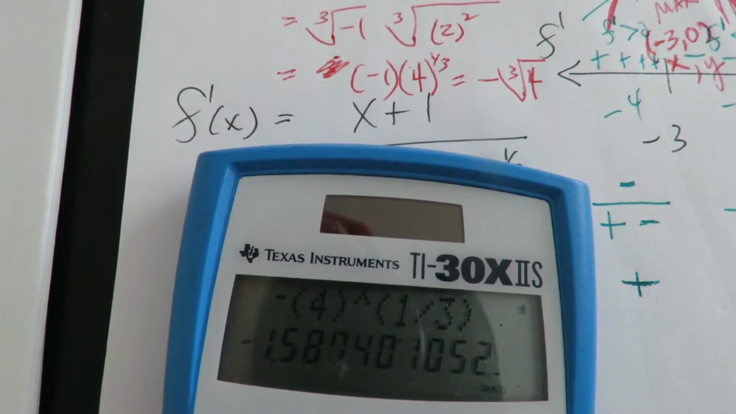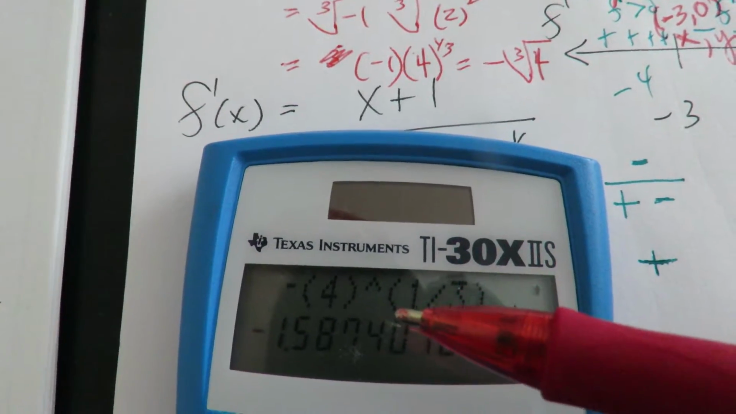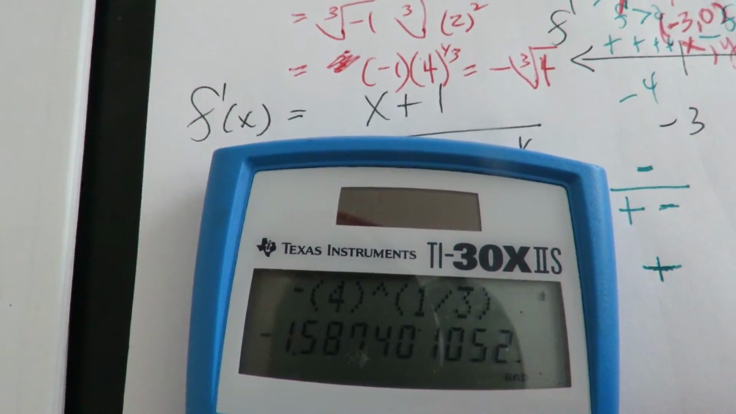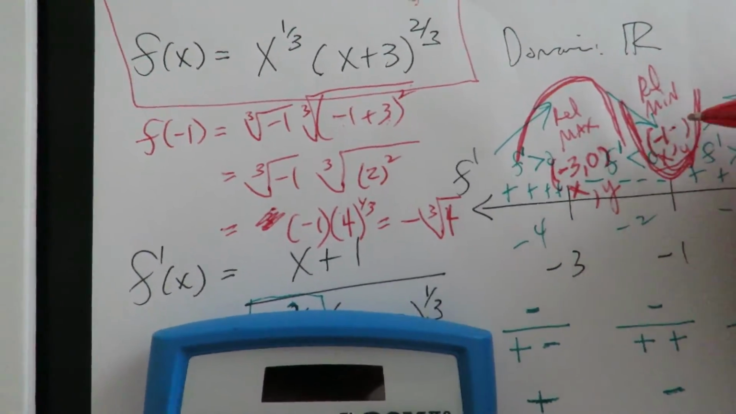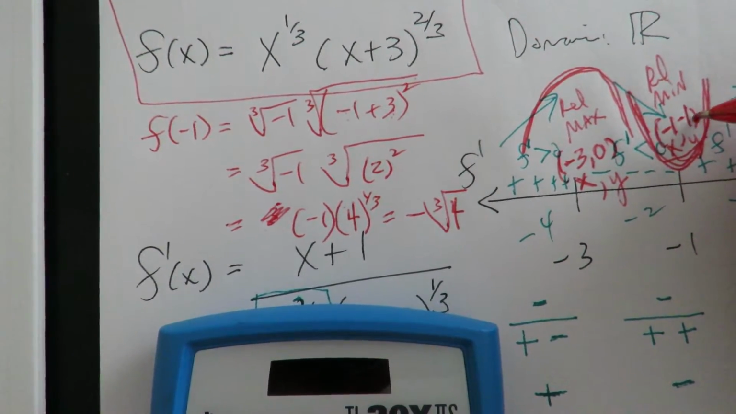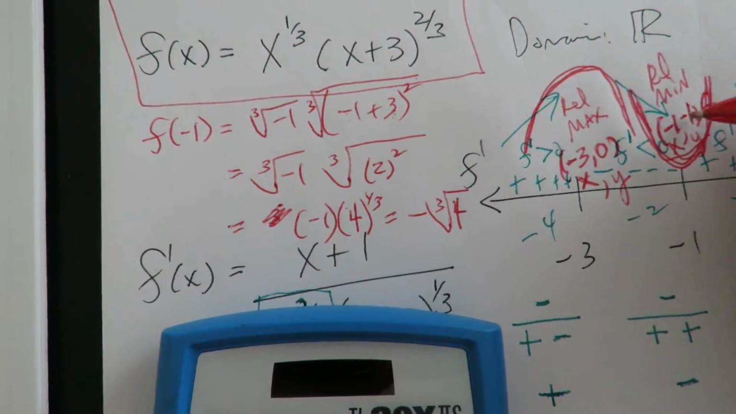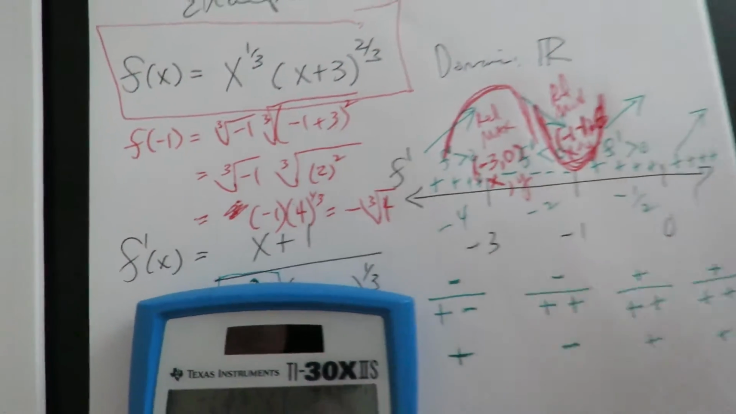So that's about, I'm just going to do 1 decimal. So I'm going to round that to -1.6.